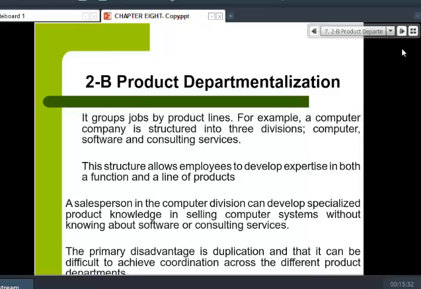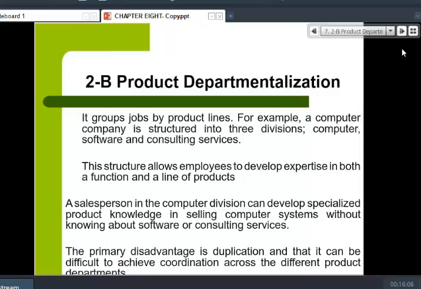So this structure will allow the employees to develop the expertise in both a function and a line of products. So a salesperson in the computer division can develop a specialized product knowledge in selling computer systems without knowing about the software or consulting services.